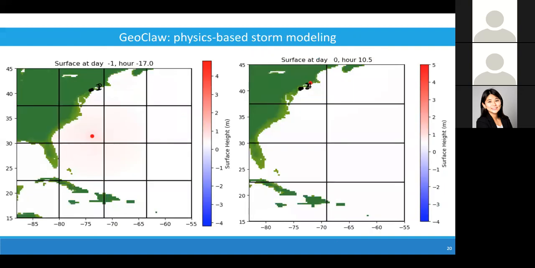Here is an example of two different storms derived from ensembles. They have different trajectories and intensities as parameterized by the Holland 80 model, with parameters such as maximum wind speed and central pressure.